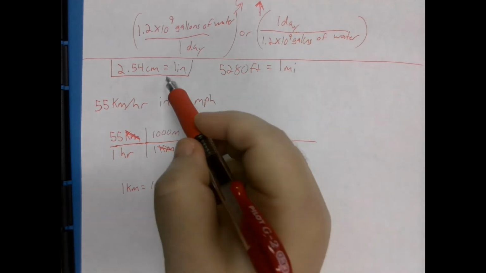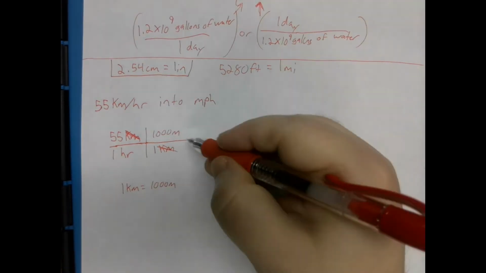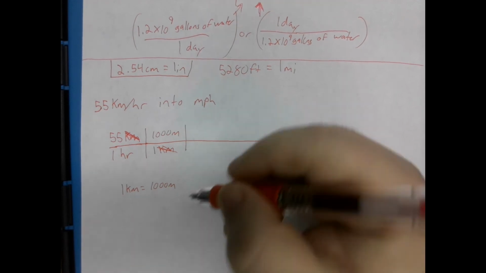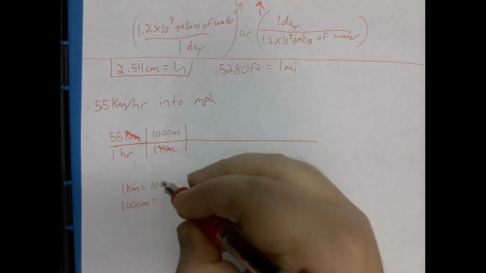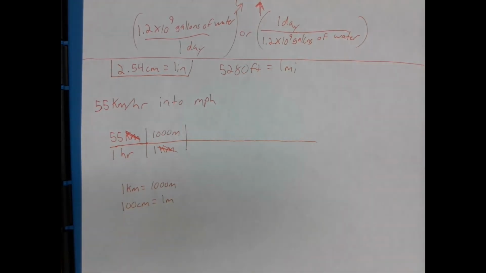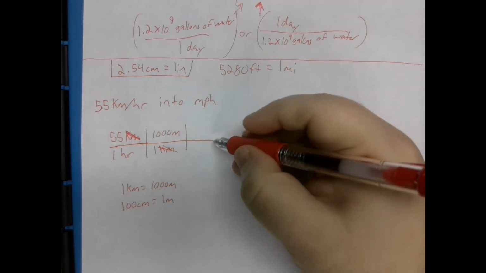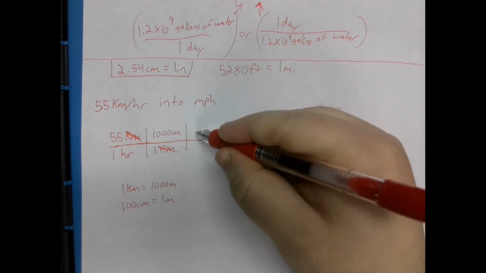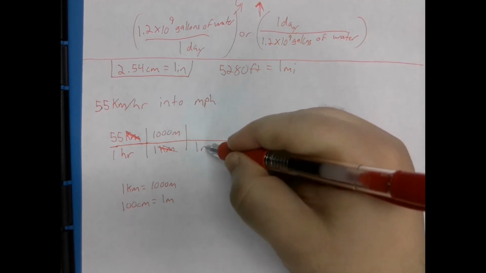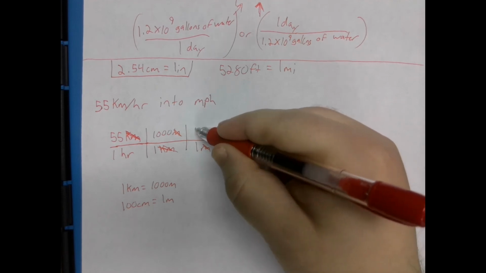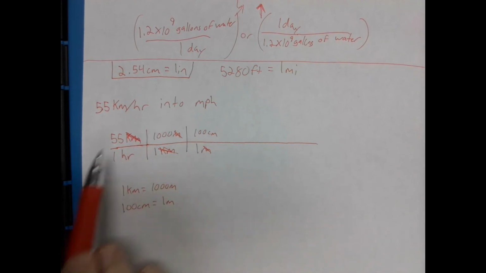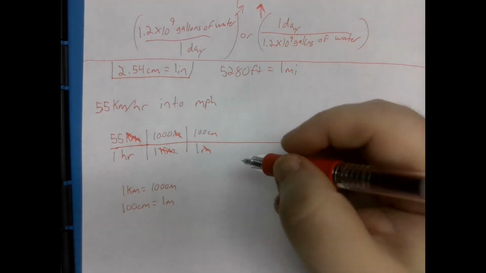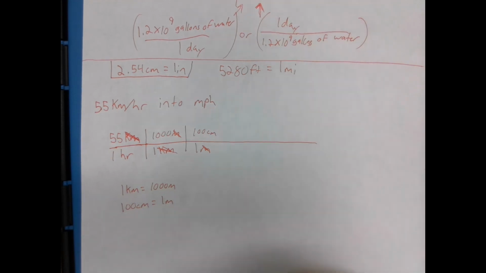So again, the only thing I know is centimeters to inches. So I'm going to convert this into centimeters. I know that 100 centimeters is equal to 1 meter. So 1 meter goes on bottom, so that meters cancel each other out, and 100 centimeters go on top. I'm now in centimeters per hour. You can note that this is a very big number. So now I'm in centimeters per hour.